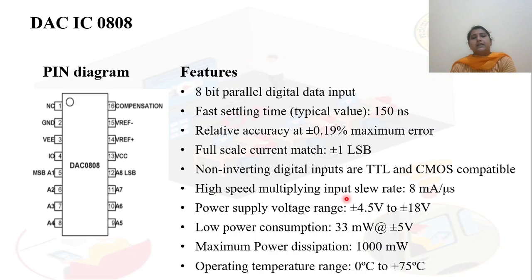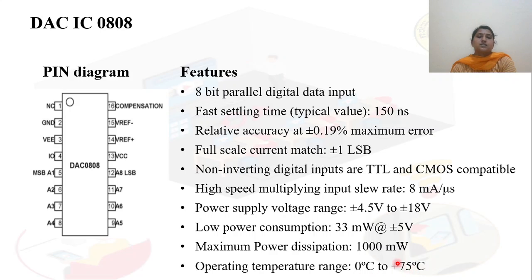High speed multiplying input slew rate. Slew rate is 8 milliampere per microsecond. The power supply we connect to this IC is in the range of plus or minus 4.5 volt to plus or minus 18 volt. The power consumption of this DAC IC is 33 milliwatt at plus or minus 5 volt supply. Maximum power dissipation is 1000 milliwatts. Operating temperature range is 0 degrees Celsius to plus 75 degrees Celsius.